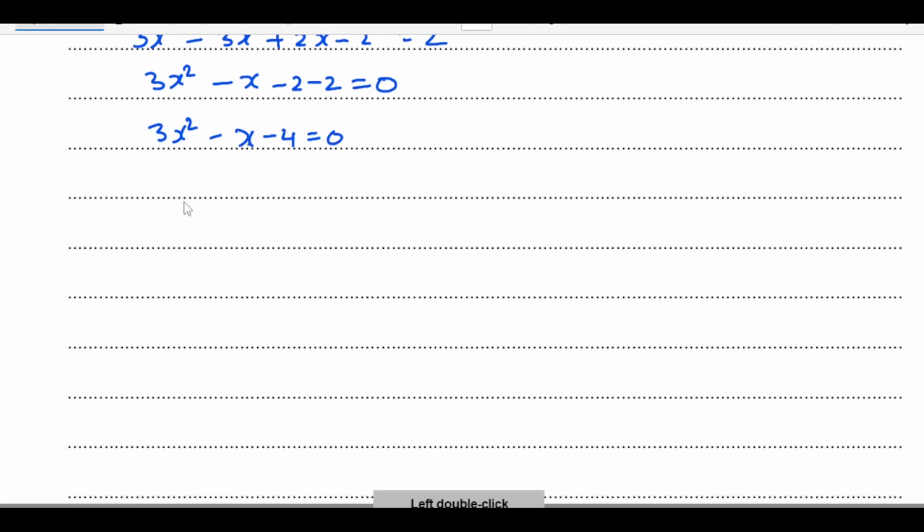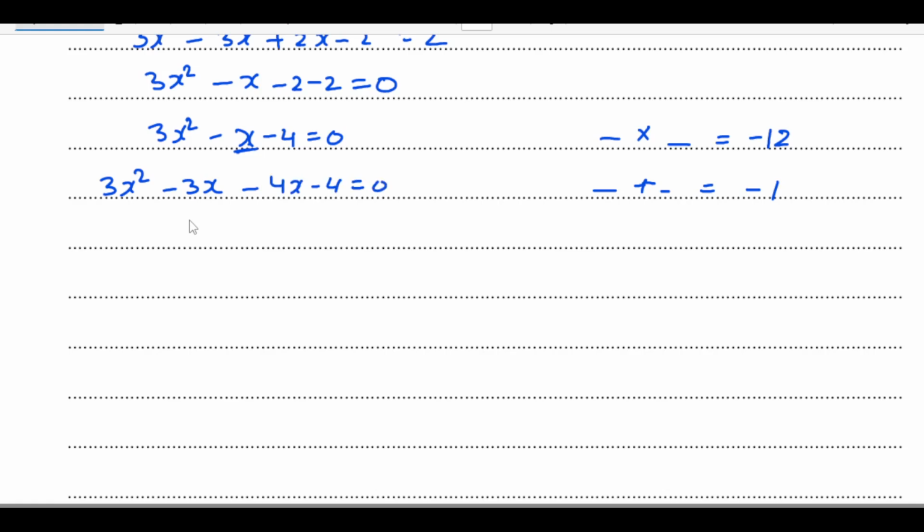So now we can make the factors of this. We need two numbers that when we multiply we get 4 times 3, this is 12, and when we add we get -1. So we can factorize the 3x squared plus 3x minus 4x minus 4 is equal to 0.